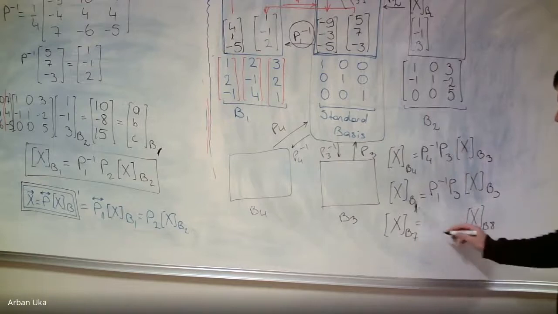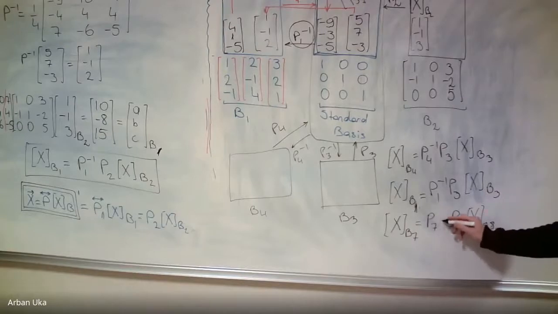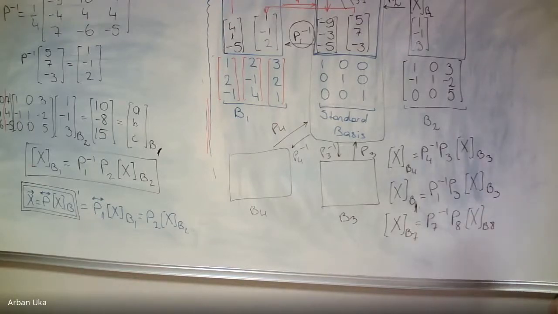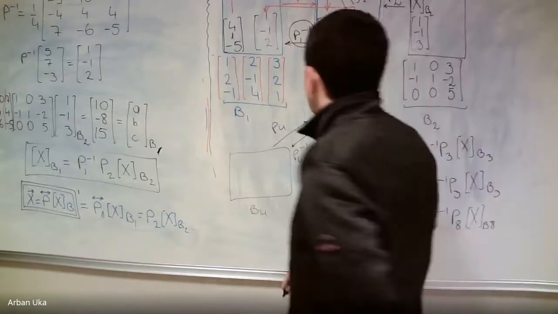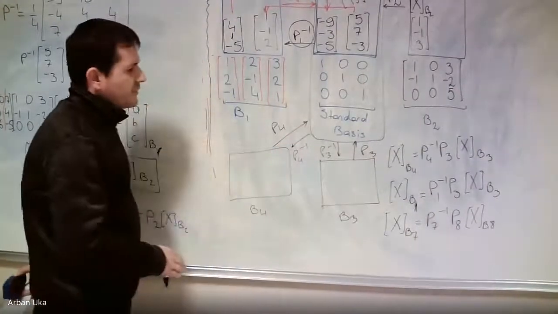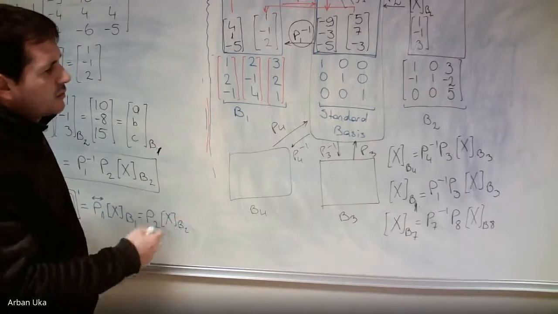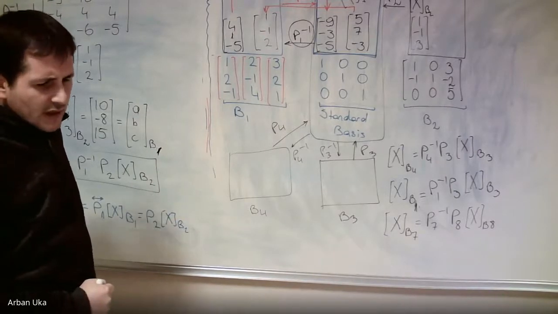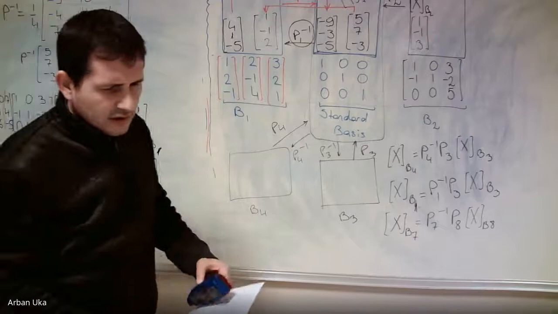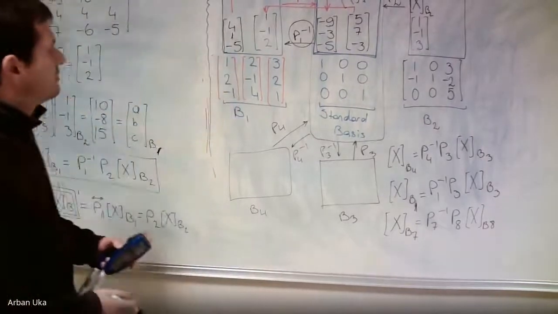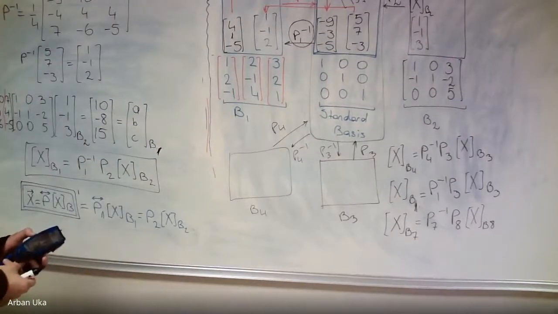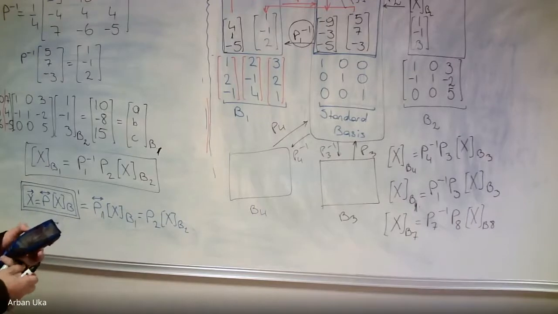So what we do is P7 inverse times P8 times x. That's correct. So apparently we learned that by using the standard basis as a bridge between different bases, this is how we do it, okay? And this is a very elegant way, and one of the most useful techniques that we use in linear algebra.